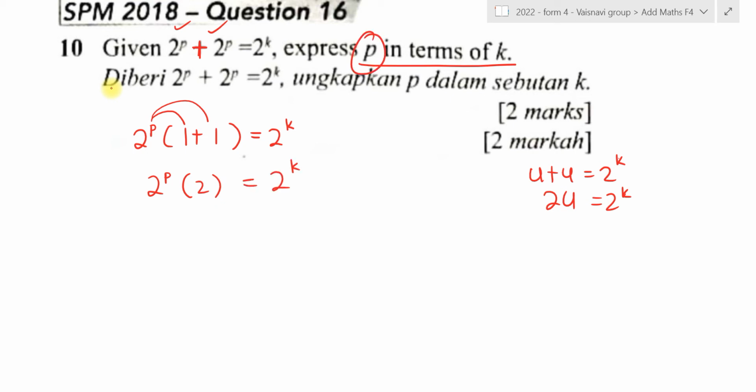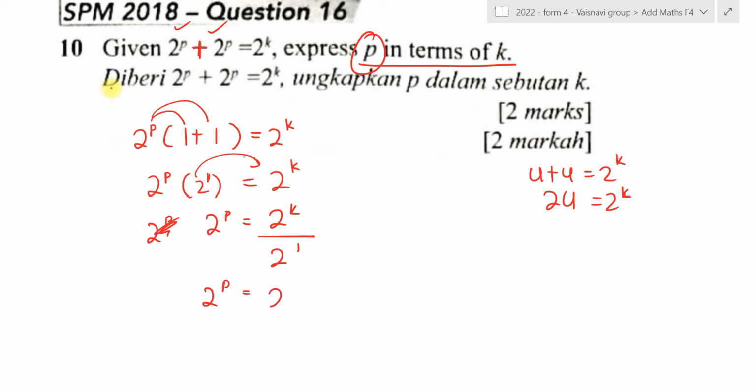Sekarang kita nak express p tau. Express p means we want to make the p as a subject. So 2 power p, actually just 2 means it's a 2 power 1. Okay, but then don't make this thing complicated. I think better you bring this one to there. So what will happen? 2 power p equal to 2 power k divided by 2 power 1.